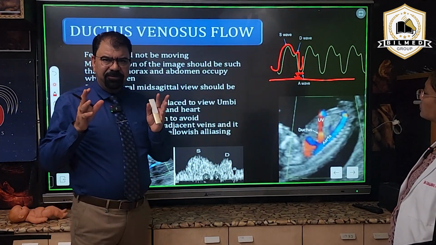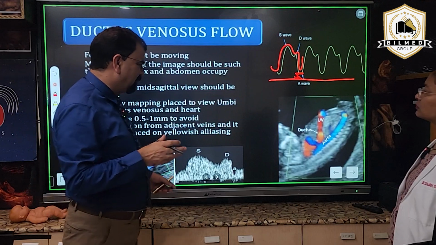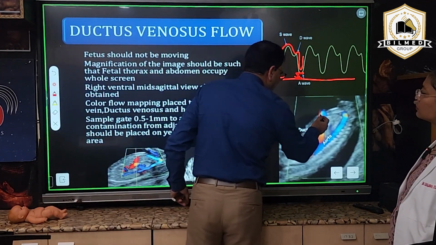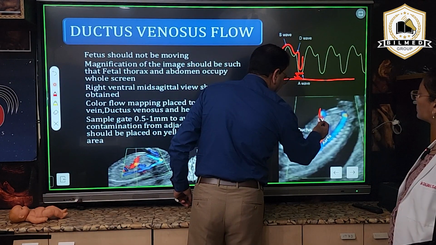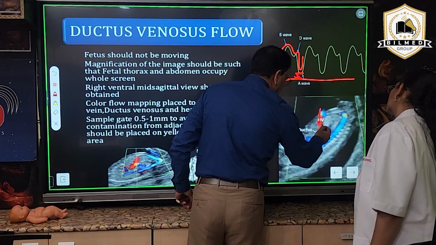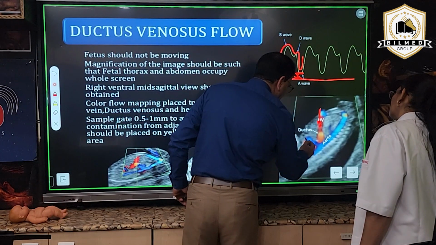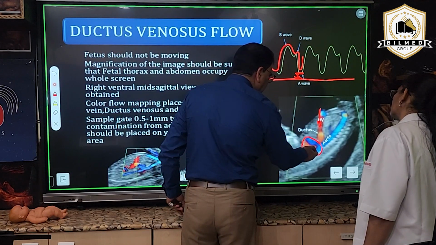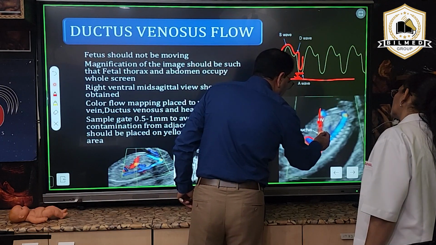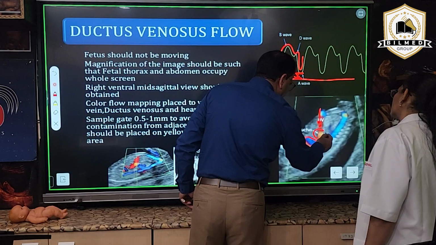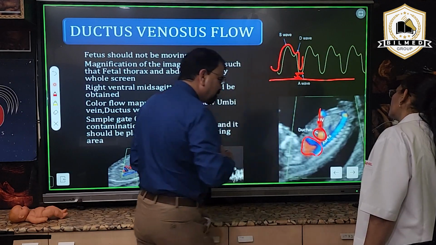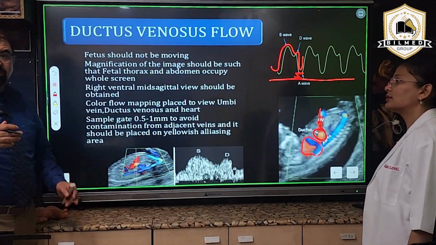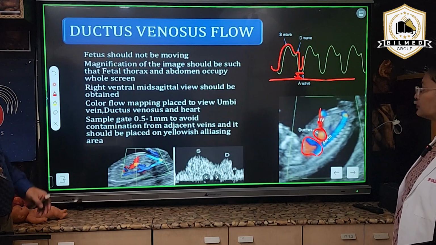I told you that if you can pick that turbulency, how can you pick that turbulency? Now see, this is the cord insertion. This is the umbilical vein over here, and this is the heart. I told you that it is in between the cord insertion up to the heart. So can you see the change in the color in this area? Because of the turbulency and high velocity.